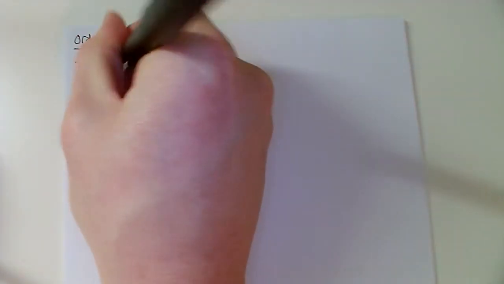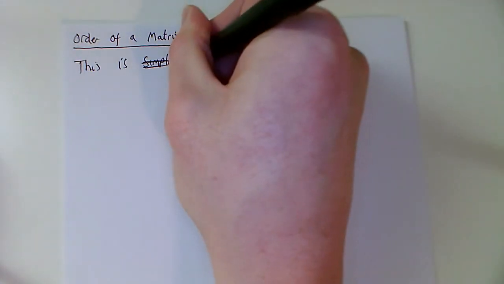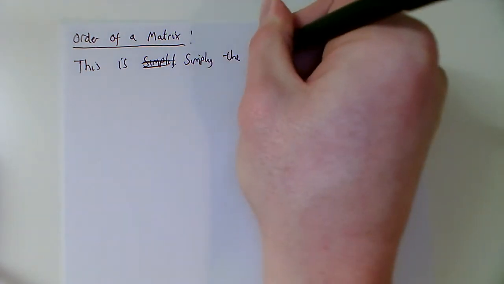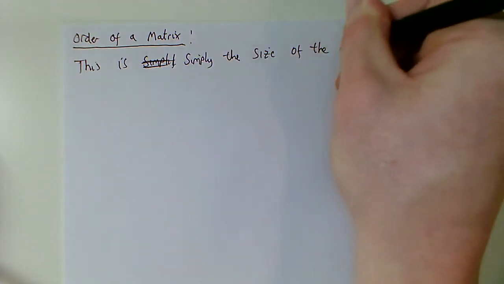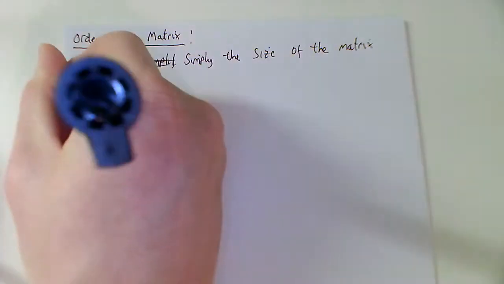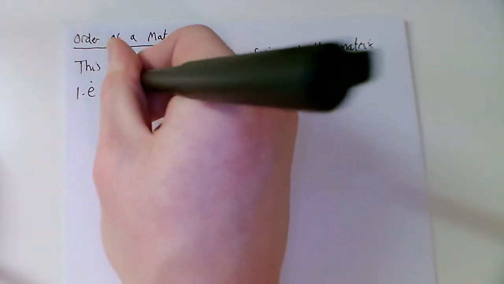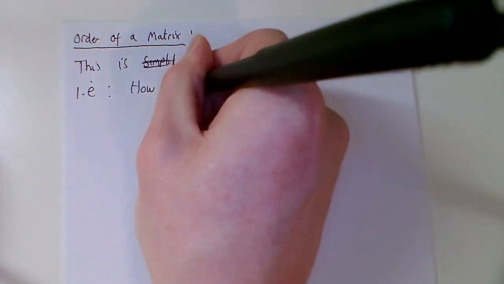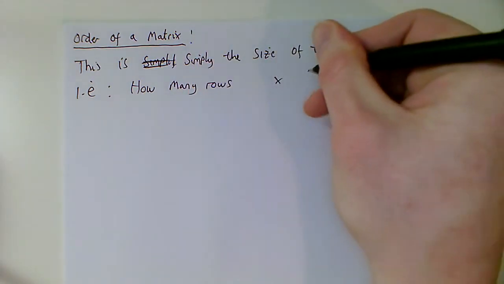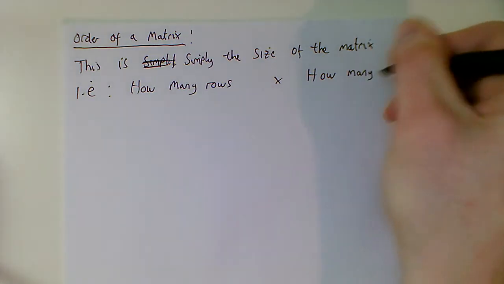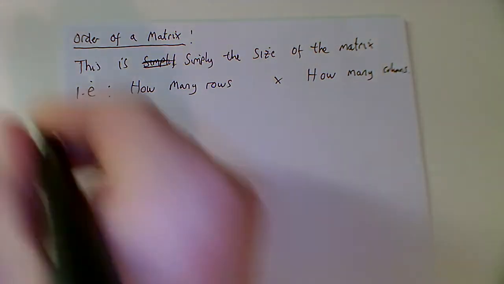Order of a matrix. This is simply the size of the matrix, i.e. how many rows by how many columns.